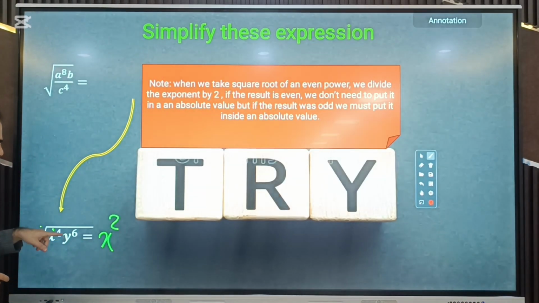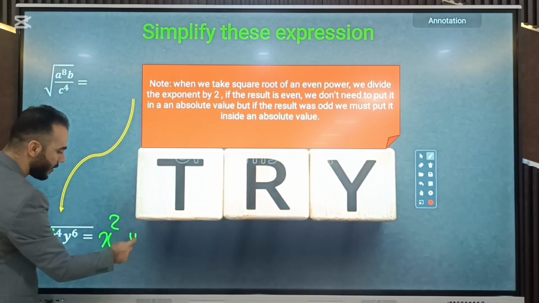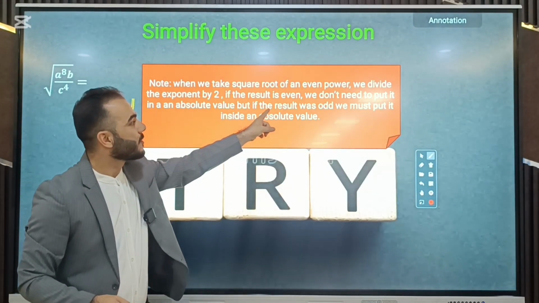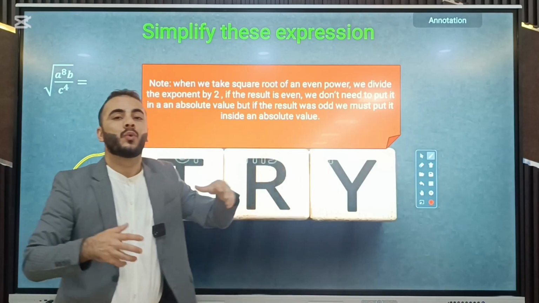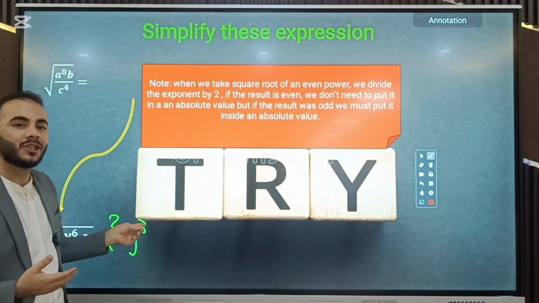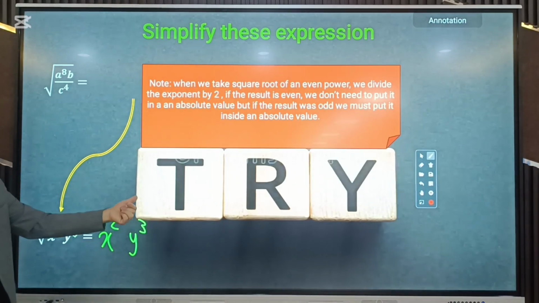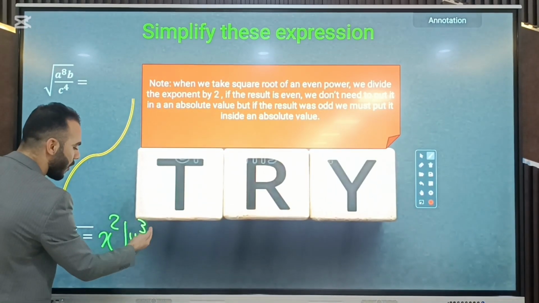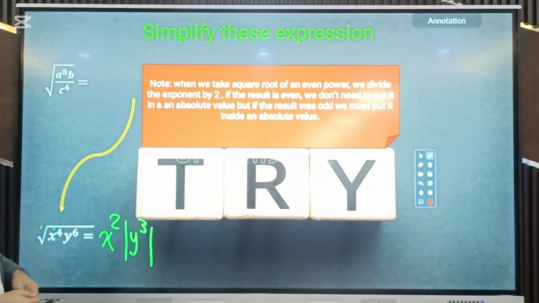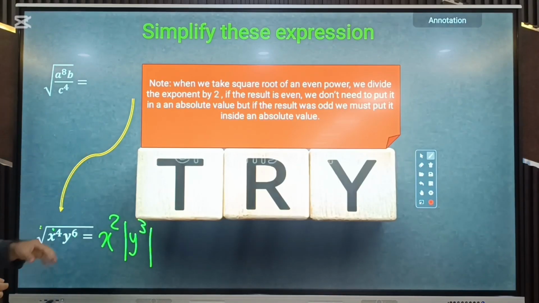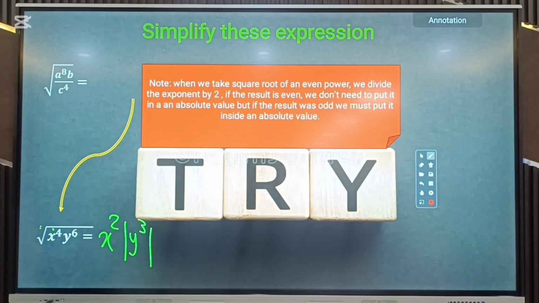But how about y? y powered by 6. 6 divided by 2, well, it's going to be y to the power of 3. Here is the point. It says, if the result is odd, we must put it in an absolute value. What I mean by odd is, if the exponent that you got after dividing the exponent by the index is odd, you have to put that part in an absolute value. That is regarding that note, and I hope that this note is clear by solving these two questions.